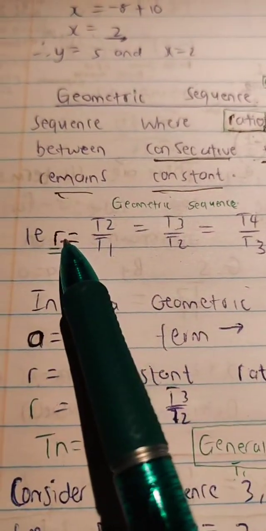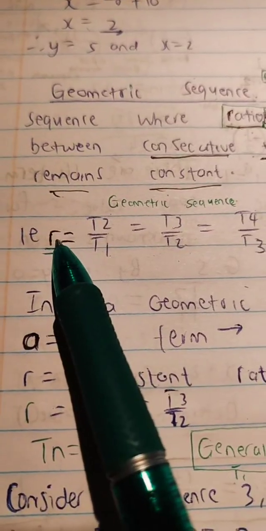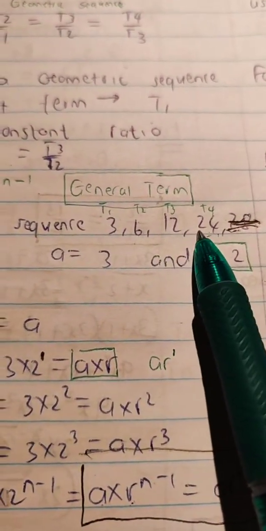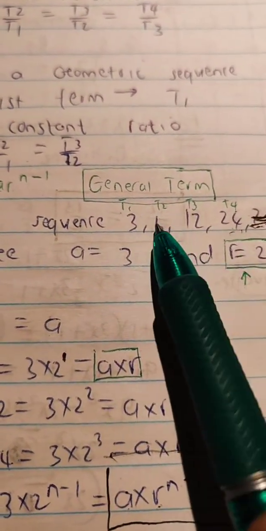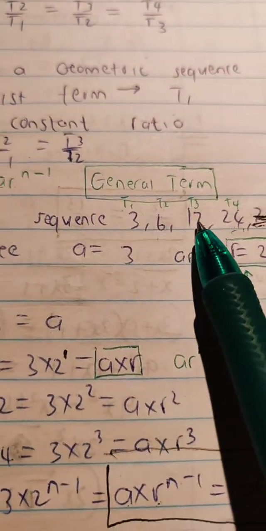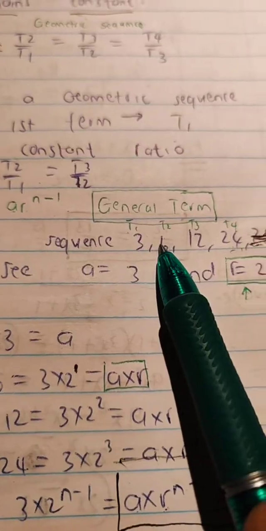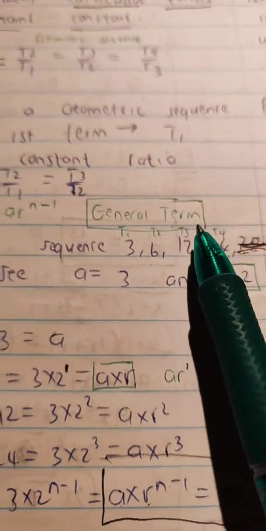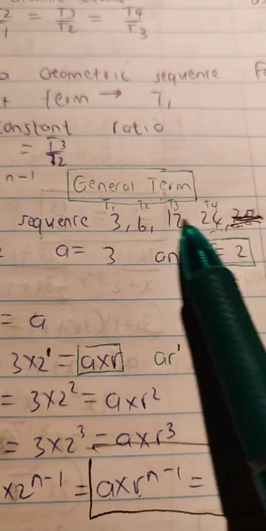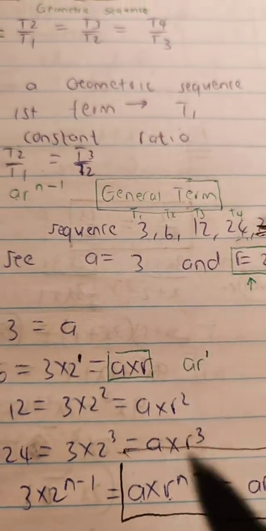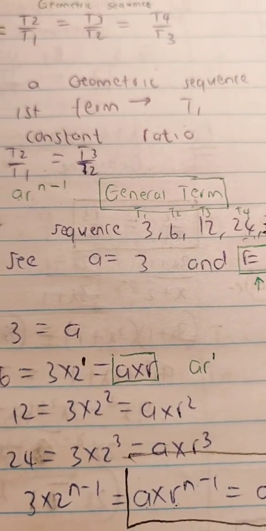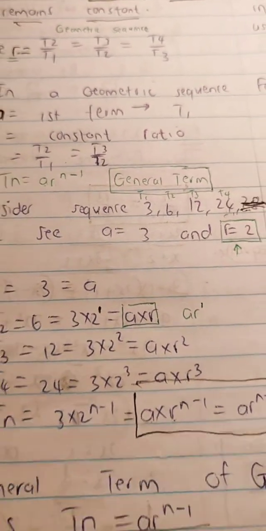So for instance, if we want to find out what the ratio is between 3, 6, 12, 24, which is a geometric sequence, we take term 2 divided by term 1. We take term 3 divided by term 2. We take term 4 divided by term 3. And we should find constant ratios that should emerge from that division. Okay, I hope you understand that, and I hope that's clear.